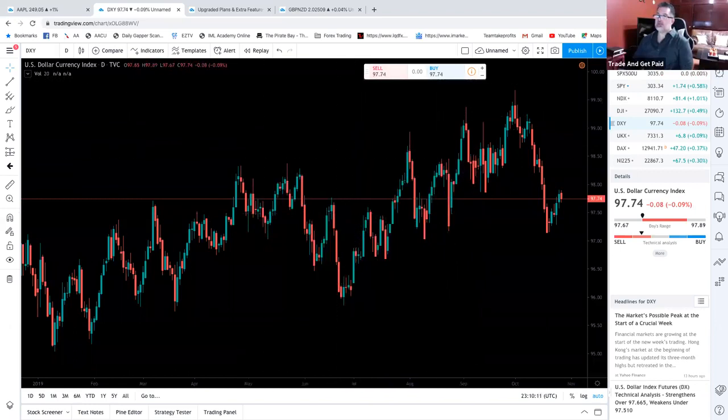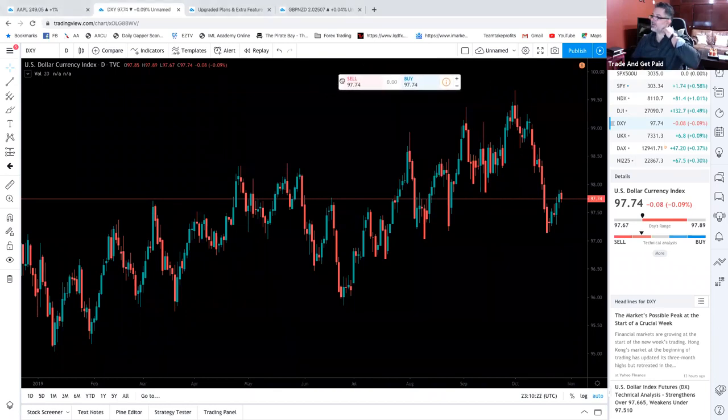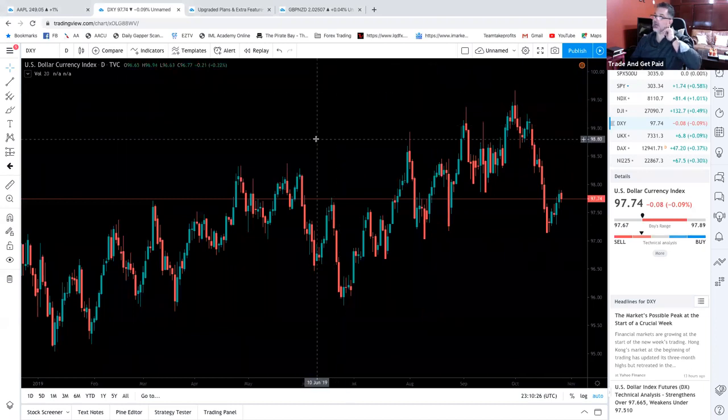Unless you're trading with TradingView, which I doubt, you're not going to want this thing hanging out over here. It's a pain. So just right click it, hide it, gone.